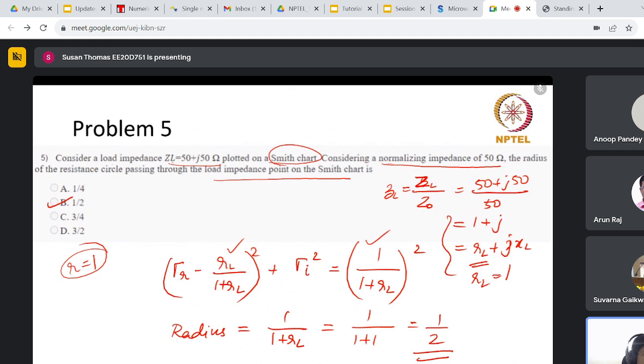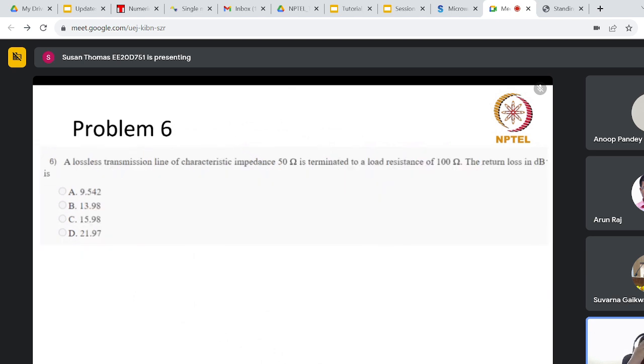This resistance circle equation has been described in detail and derived in the video lectures. You can refer to that. Hope this one is clear. Moving on to the next question.